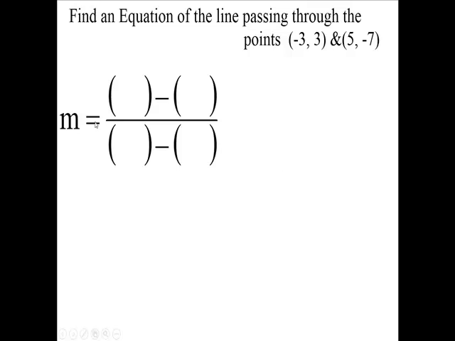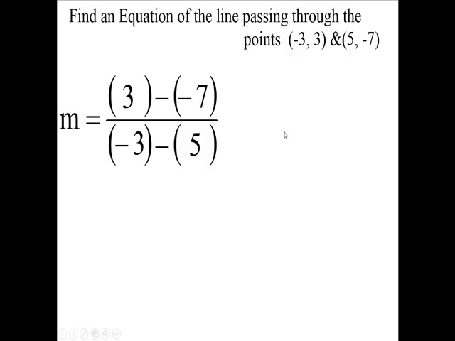Well, m is y2 minus y1 over x2 minus x1. So we're going to plug a 3 here. Let's call this the second point here and call this the first point. The 3 is the value of y, and the value of x that corresponds with that will go right down here. Remember, this is y2 and this is x2. So the -3 corresponds with the 3. So -3 goes here. Your -7 goes here. And the 5, which goes with the -7, goes right underneath the -7.